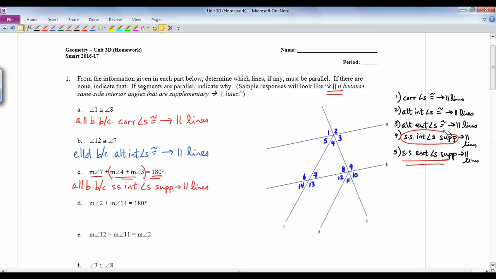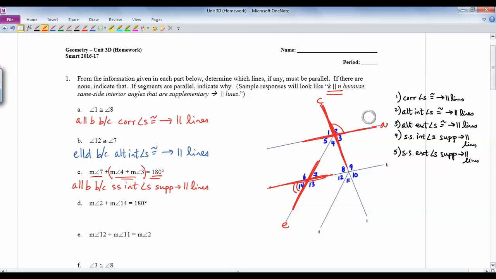Okay, let's take a look at the next one. It says angle 2, formed by this line and this line. So that's A and C. So angle 2 plus angle 14, which is formed by B and E, are supplementary. They add up to 180.